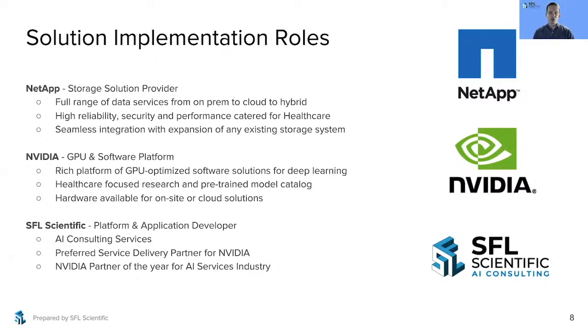Number two is GPU and AI software. Large-scale AI systems, especially in the computer vision domain, will generally require GPU processors for fast training and fast inference times.